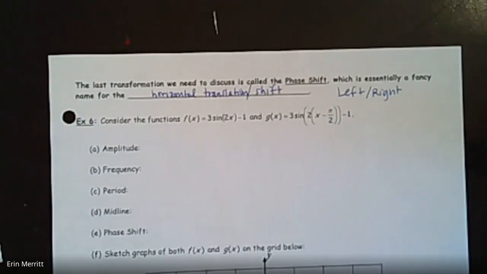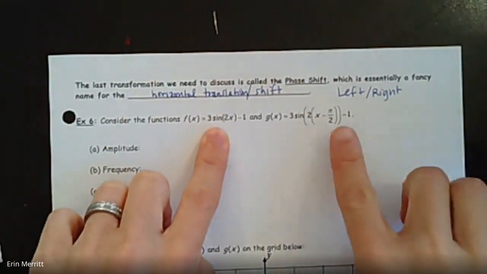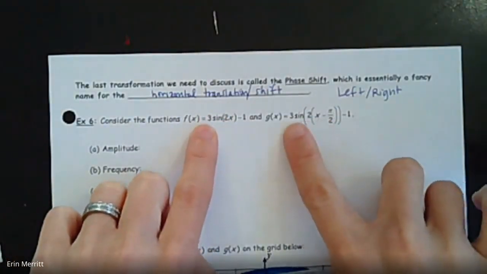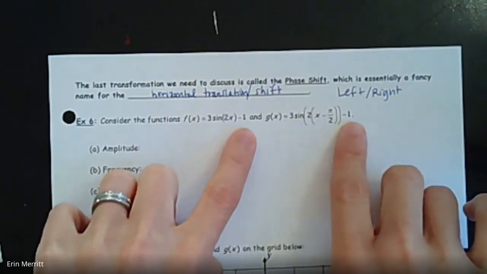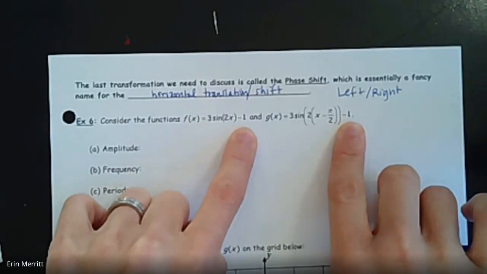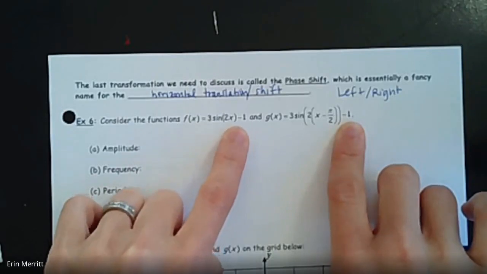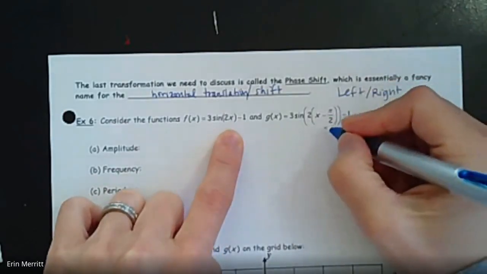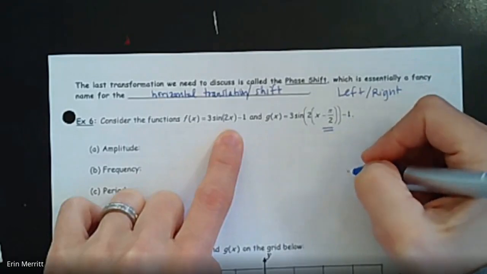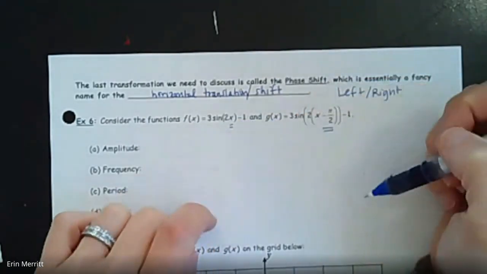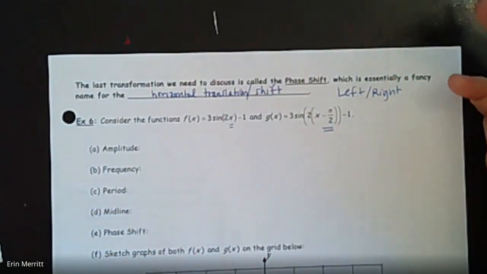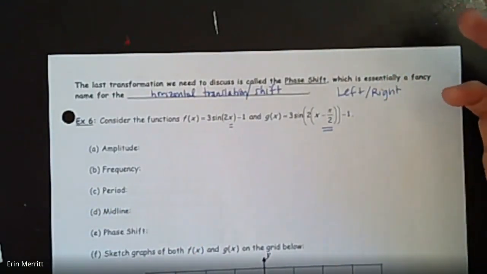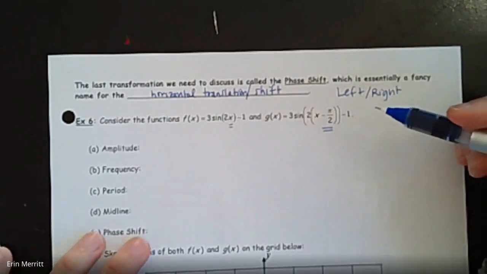these graphs, what's the difference between this guy and this guy? Well, they both have an amplitude of 3, frequency of 2, and they both have a vertical shift or a midline of -1. If you look here, this one has a minus pi over 2 on the inside. This one does not. So the difference between them is going to be the phase shift.